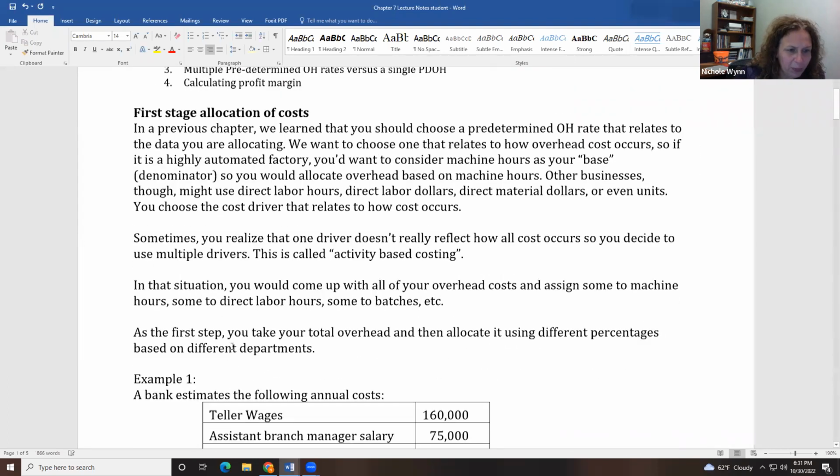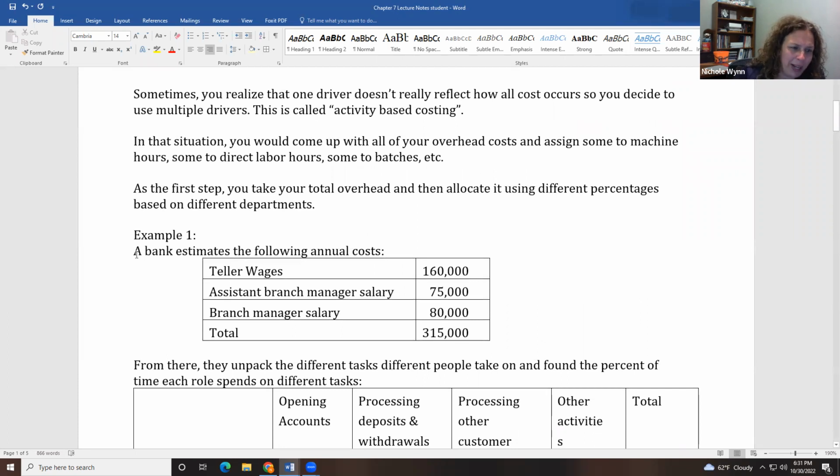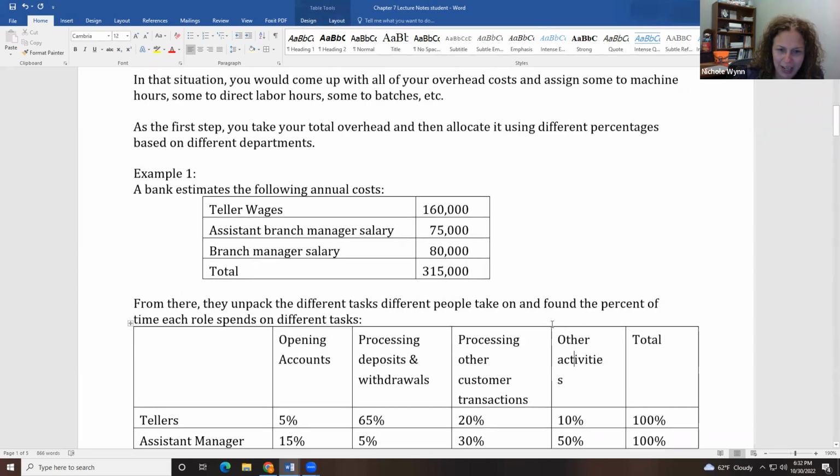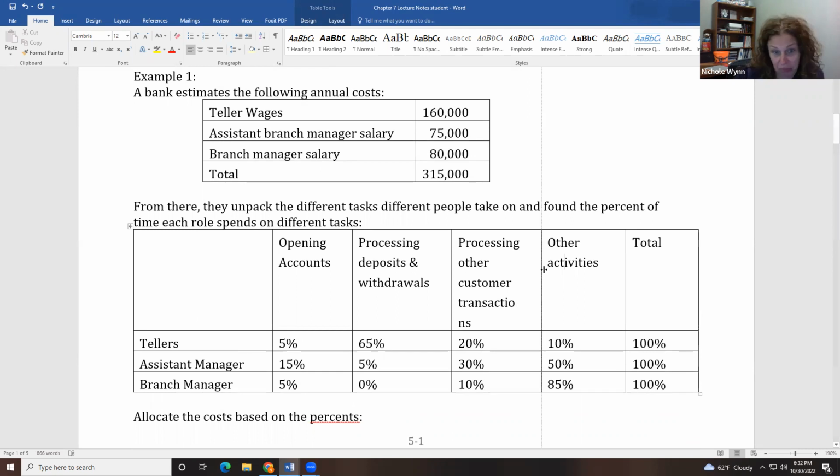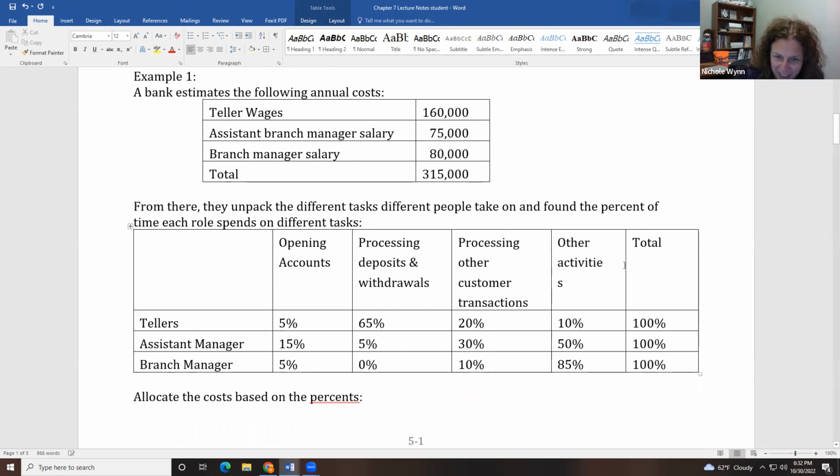As the first step, I did a bank teller example, going through and figuring out the costs involved at a bank and the different tasks that a bank does. My mom's a bank teller, so I thought I would use this as an example and see how it goes. Let me hit save real quick.